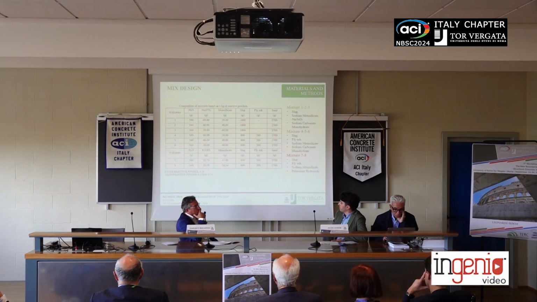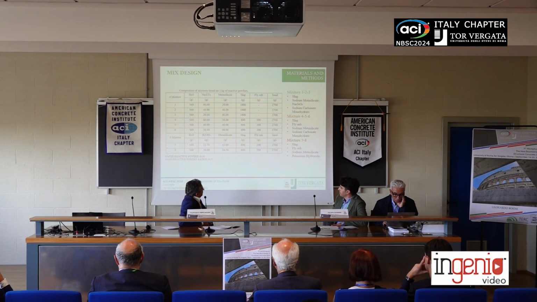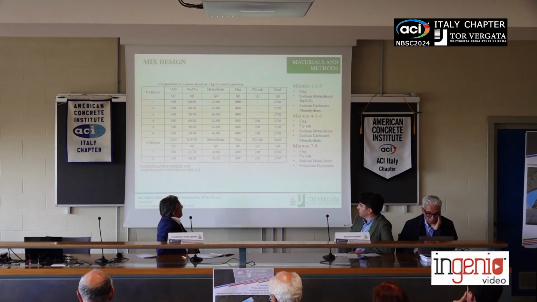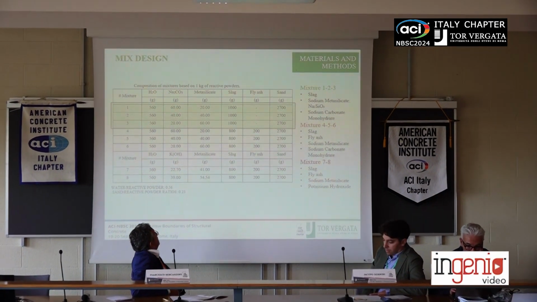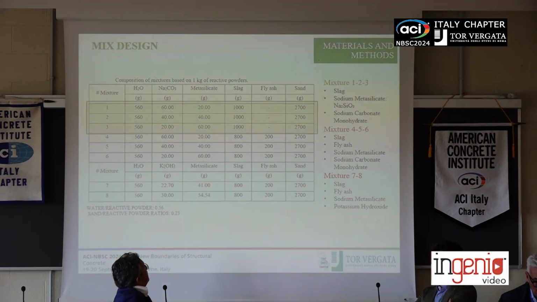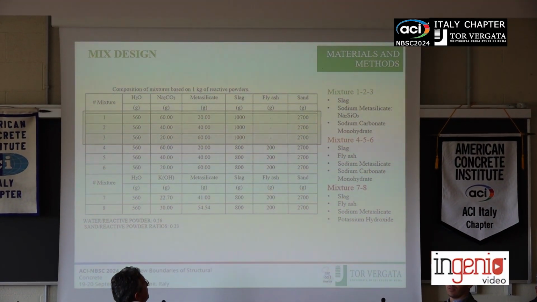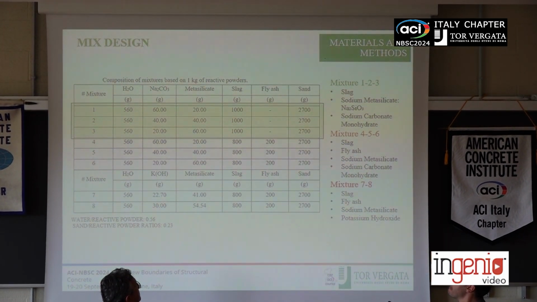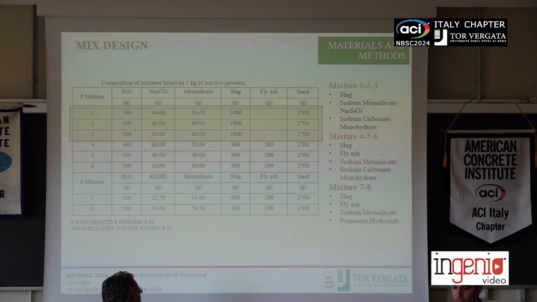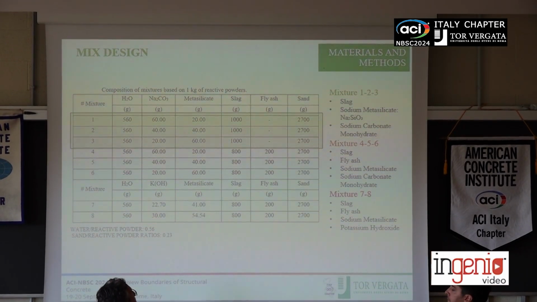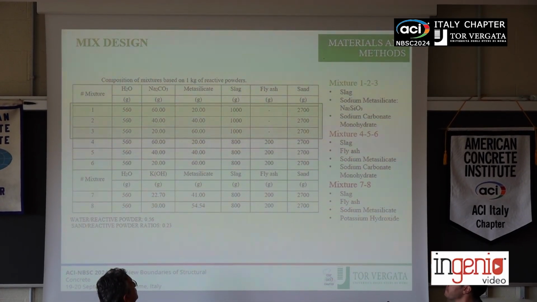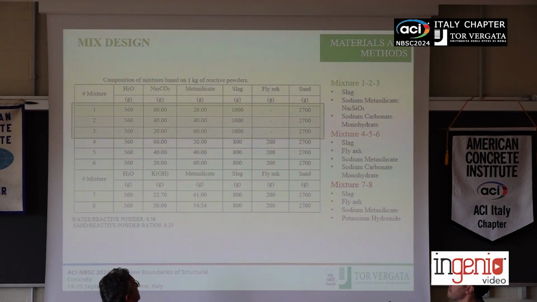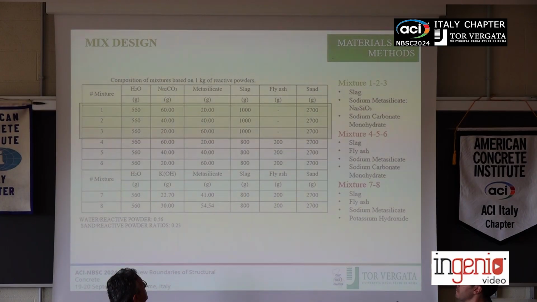Here, basically, we can see that we produced 8 different mixtures that can be mainly divided within 3 subsets. The first subset, in which as reactive powder we can see only slag, and as alkaline activators, we can see both sodium metasilicate and sodium carbonate. The differences among the different mixtures basically correspond to the different ratio between the sodium metasilicate and the sodium carbonate, which is basically set to 3:1, 1:1, and 1:3.